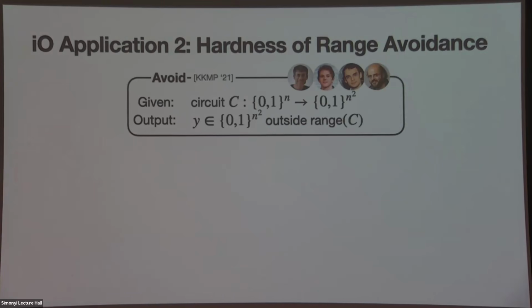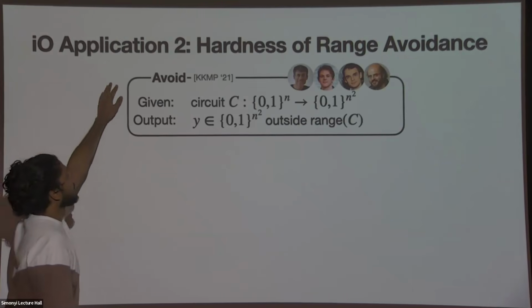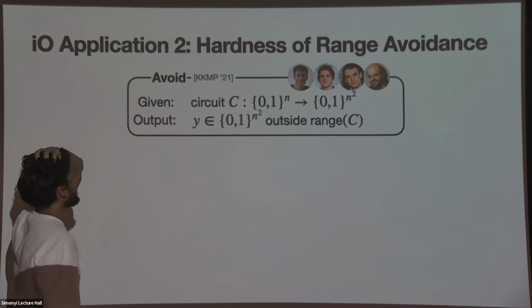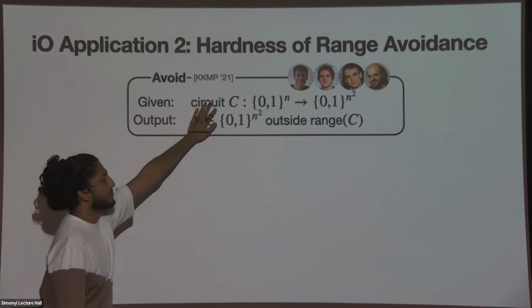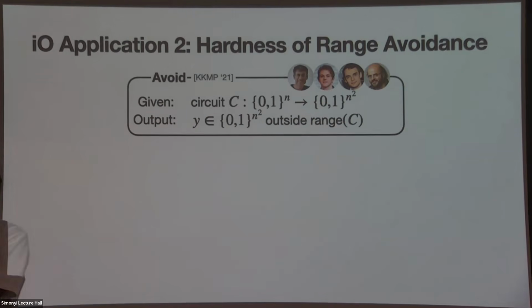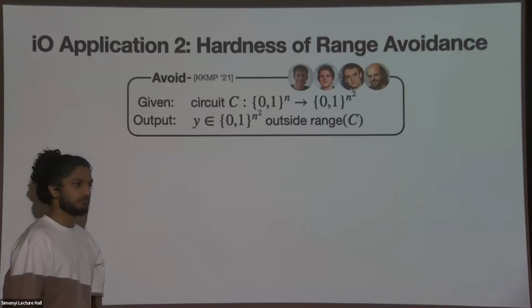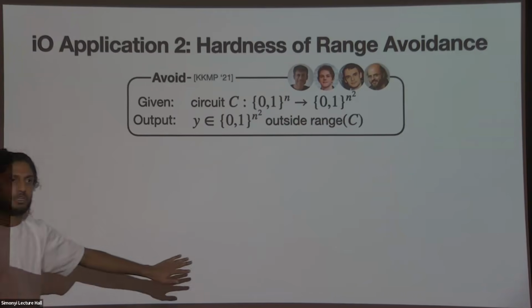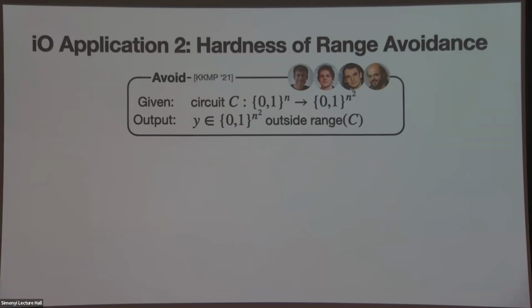So I guess Ilya mentioned range avoidance, was it last week? Anyway, some time ago. It's this problem which was introduced by Kleinberg, Korten, Mitropolsky, and Papadimitriou. It says, given a circuit C that maps n bits to n squared bits, so it's a circuit that stretches, find me some string outside the range of C. Because this is a stretching circuit, there always must exist something outside the range of C, but now I want you to find it. Okay, so we have a problem.